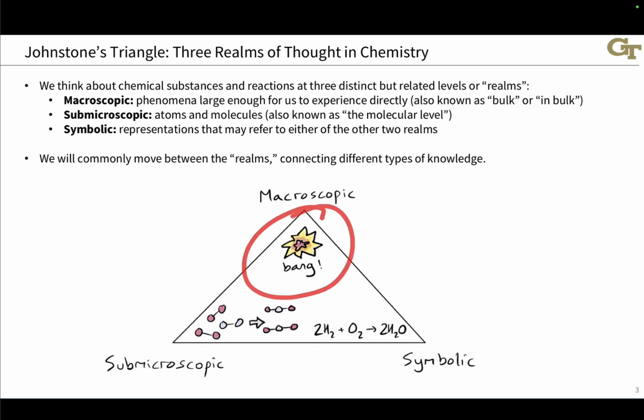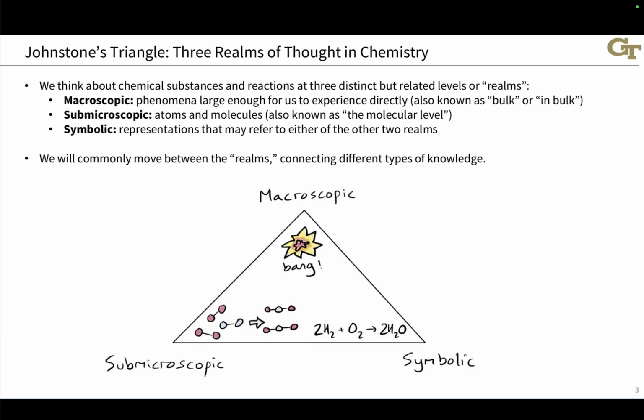We have a macroscopic explosion, for example, in the course of a very vigorous chemical reaction between hydrogen and oxygen gas. We have a symbolic representation of that reaction with chemical formulas for the reacting substances and the resulting substance at the end of the reaction. And then we see balls and sticks in the submicroscopic representation, and this is an actual physical representation of what the atoms and bonds in the reacting molecules and the final product molecules actually look like.